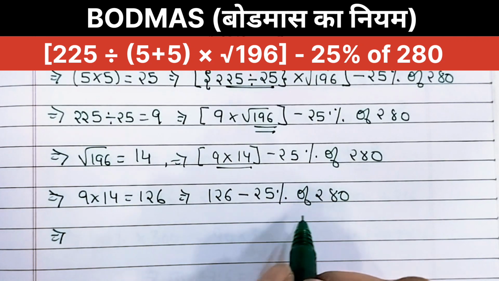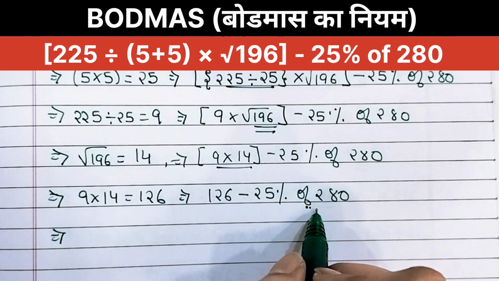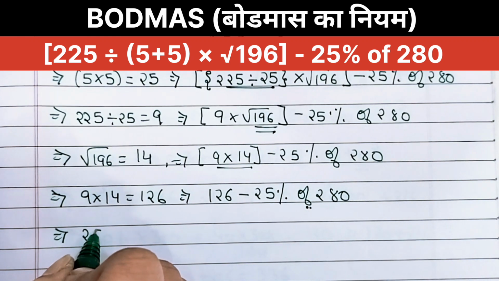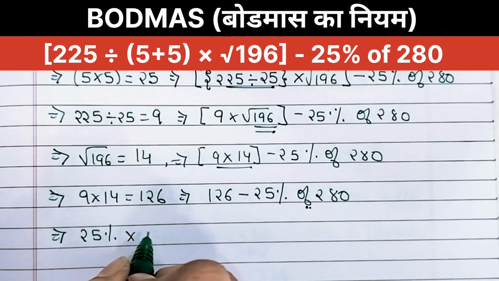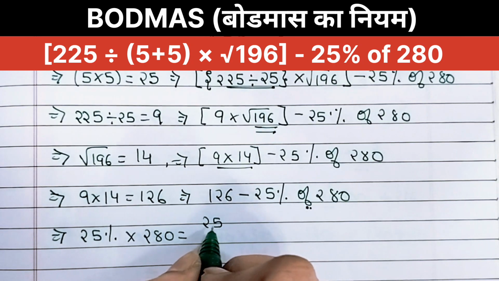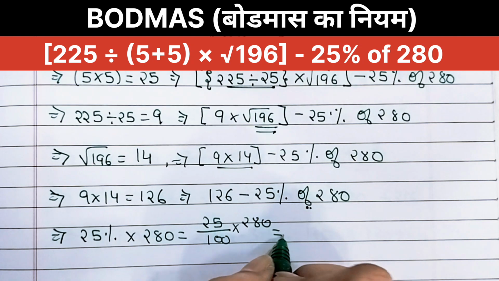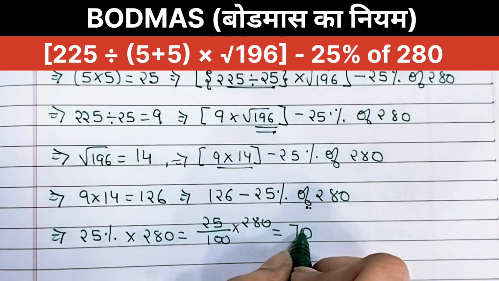Move to the next step. So now the next step says "of". We calculate the operation of percentage. Now there is 25% multiplied by 280. Now calculate 25 upon 100 multiplied by 280. After calculating, we'll get 70 as a result.